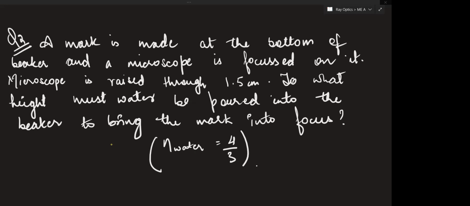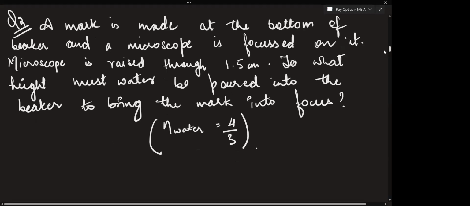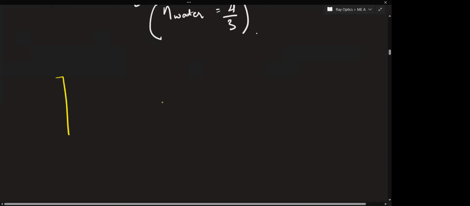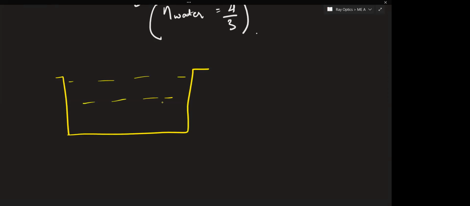So this question is based upon shift. See what happens. What is happening over here? Refractive index is also given. The beaker is there. It is filled with water. So a mark is made at the bottom. Let's say here a mark is made, and a microscope is focused on it. Now the microscope is raised through 1.5 centimeters. It means here, if the mark is made, from the microscope you are able to see it.